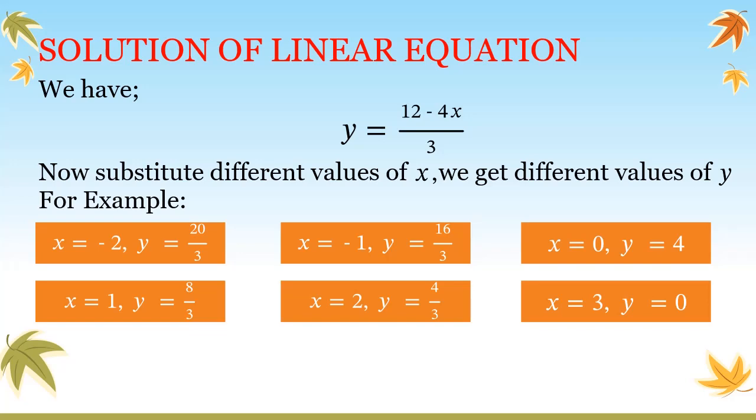Here are some examples. For x equals minus 2, substitute x equals minus 2 in the above equation. You will get the value of y as 20 by 3. When you put x equals minus 1, you will get y equals 16 upon 3. When you put x equals 0, you will get y equals 4. Proceeding in a similar way, you can find infinitely many solutions. Okay, so here we are with a conclusion that a linear equation in two variables has infinitely many solutions.